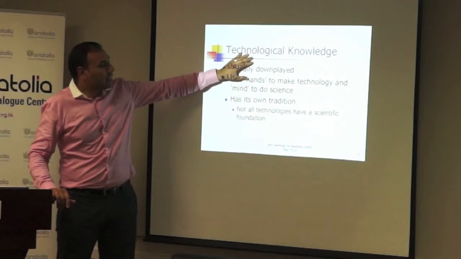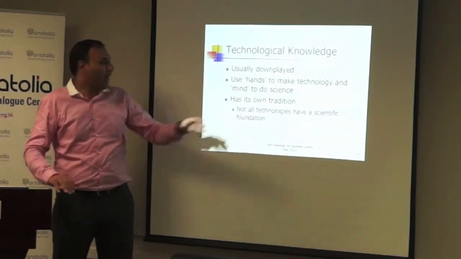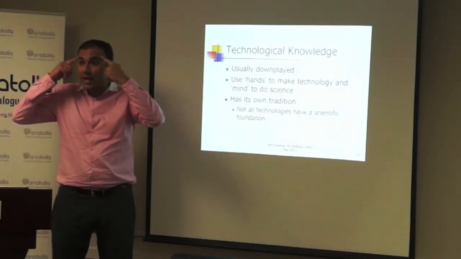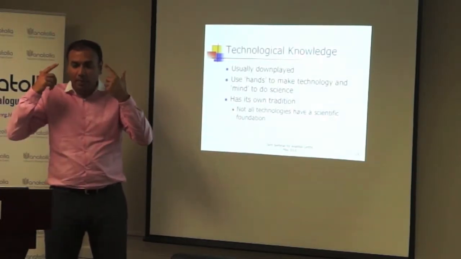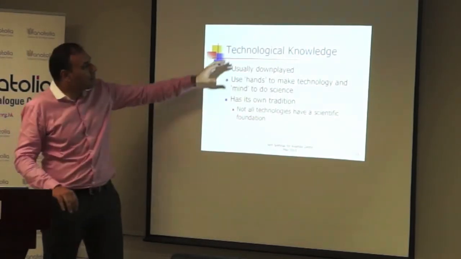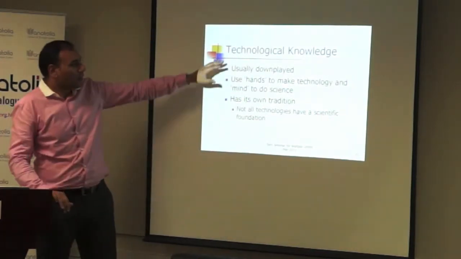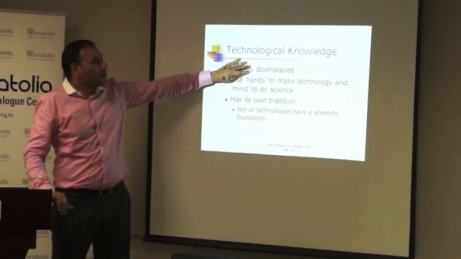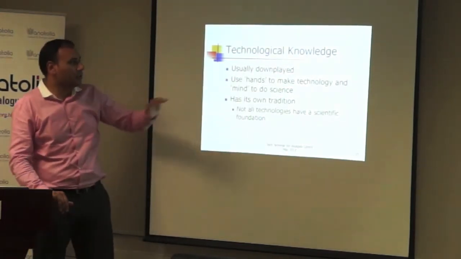And this is the same idea, that working with the hands is considered to be inferior as compared to working with the mind. Anyone who works with the mind thinks that people who work with the hands are inferior. Okay, and this is how technological knowledge and scientific knowledge are related to one another. Technological knowledge is usually downplayed, considered to be less important as compared to scientific knowledge.